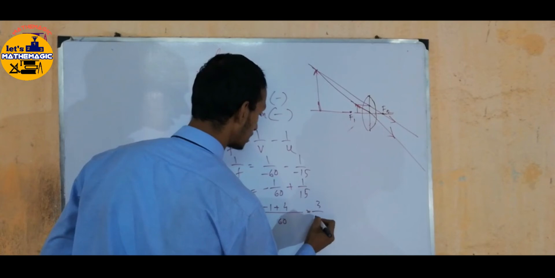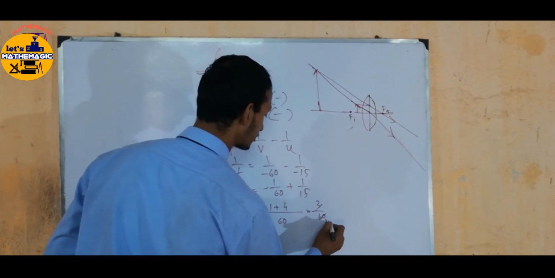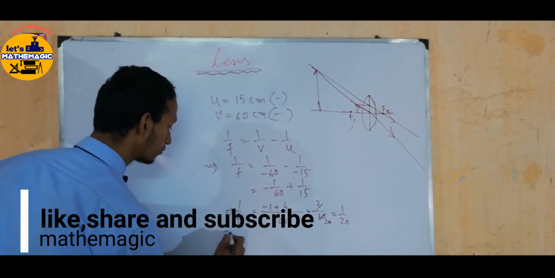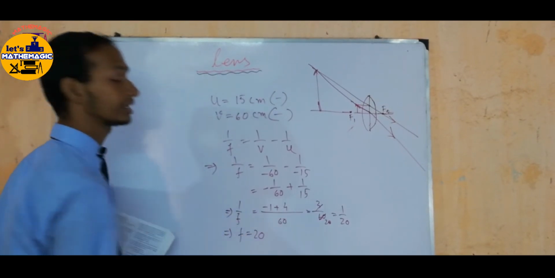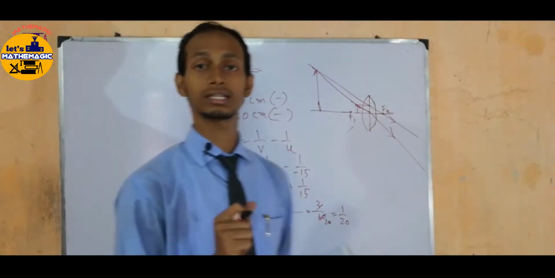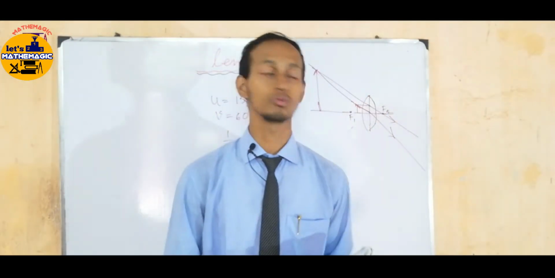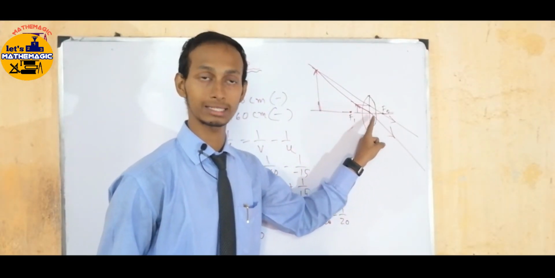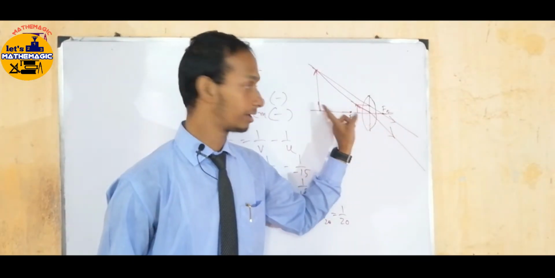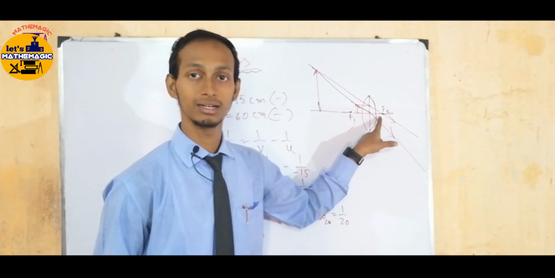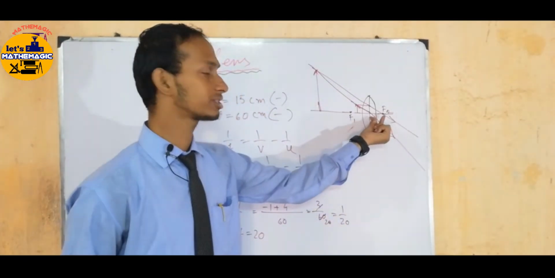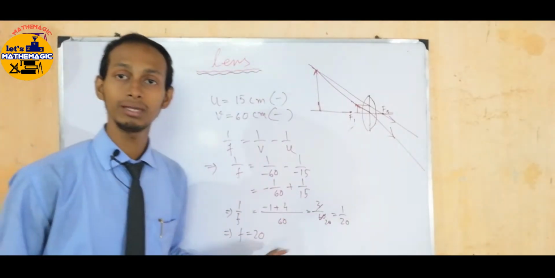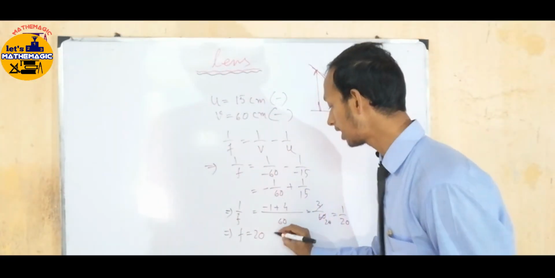So here I am getting 3 by 60, that is after cancellation 1 by 20. So if we take the reciprocal on both sides, we will get the value of f equals 20. Means the value of f here is coming positive, and obviously it is true because what we can see, the parallel ray that was parallel to the principal axis is meeting on the principal axis at this point, that is denoted here by f2. So here obviously the focal length is on the right side, so the value of f must be a positive value. So we got the first answer.